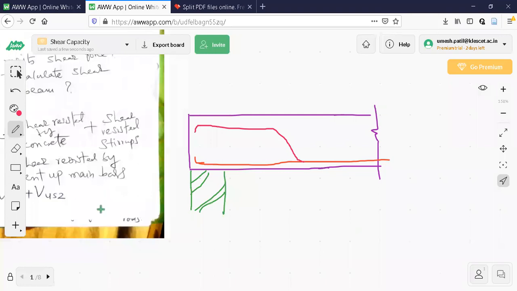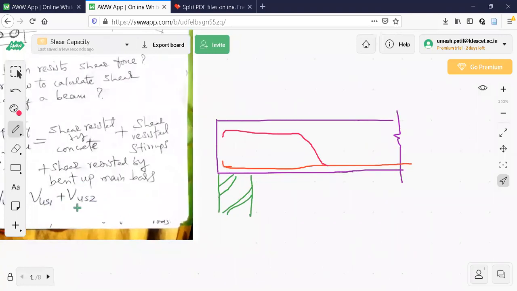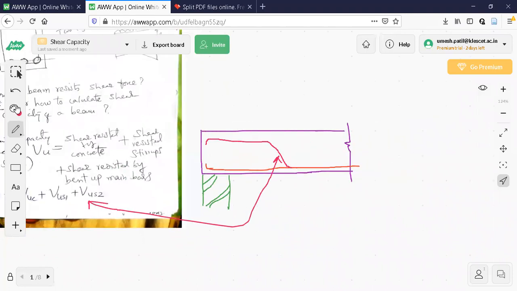So this is VUS2. I'm trying to tell you what is VUS2 here. Try to understand it. VUS2 is related to this bent up bar. See this. Now I will put these stirrups like this.